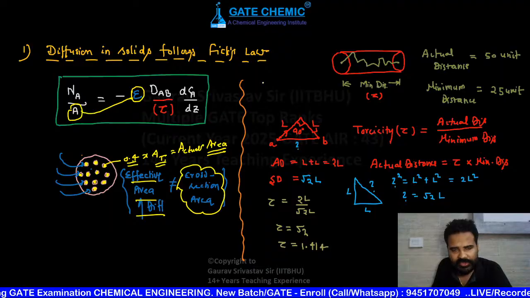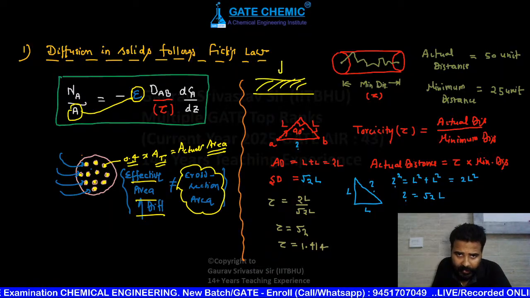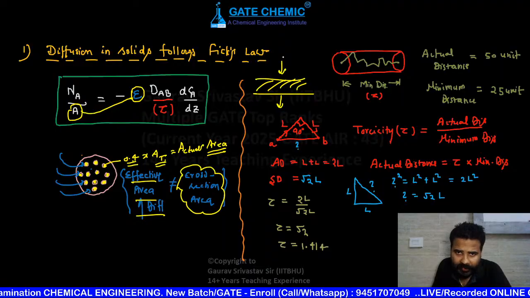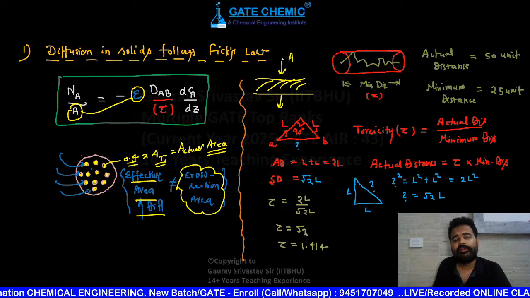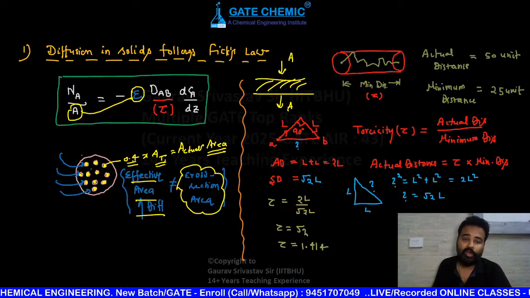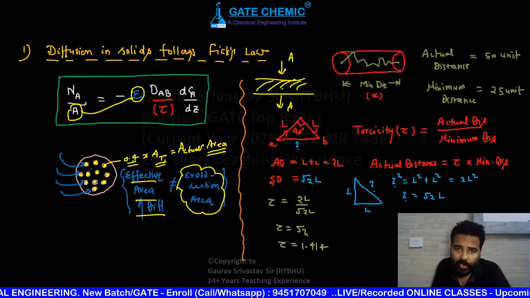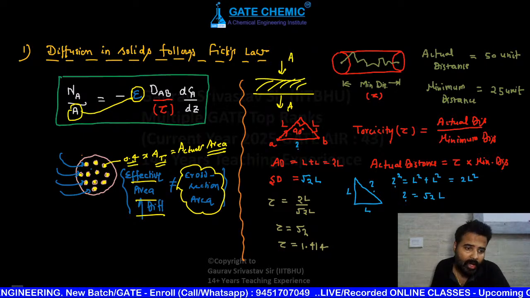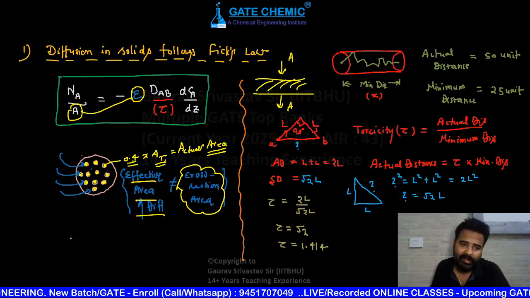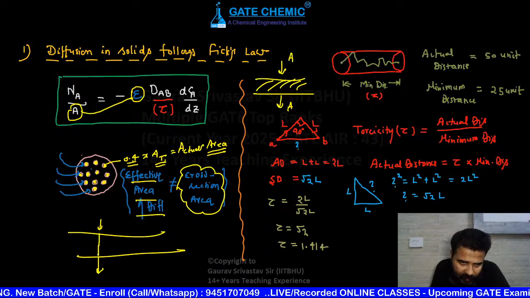Because suppose this is the case, this is the solid, and diffusion is occurring in this manner. Suppose some particle A is going to come from this side and diffuse to this side, and now this particle has to pass through this solid. Now how are they going to pass? If it were coming and going like this, it would pass straight through.